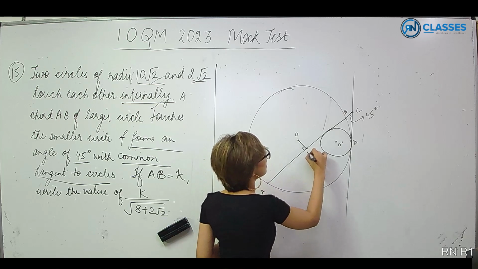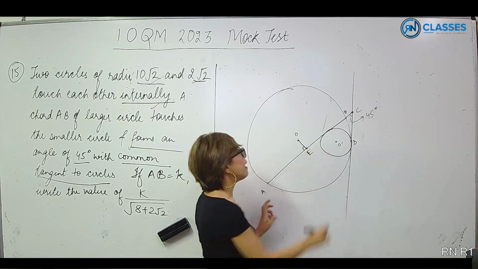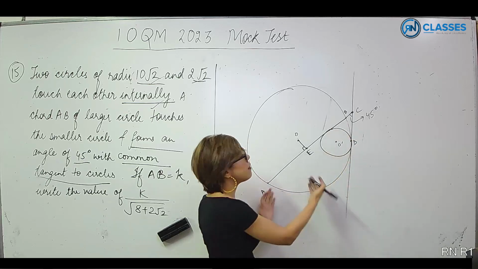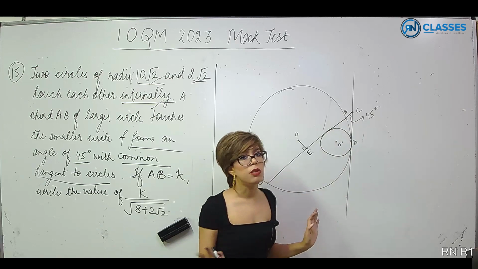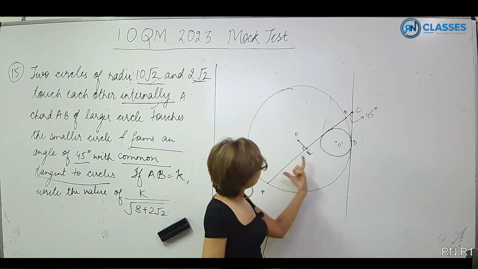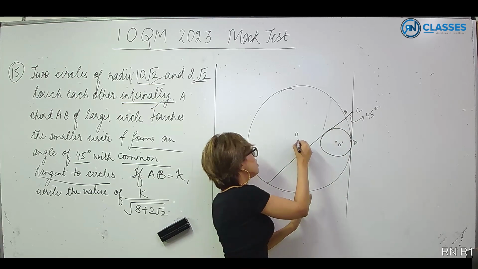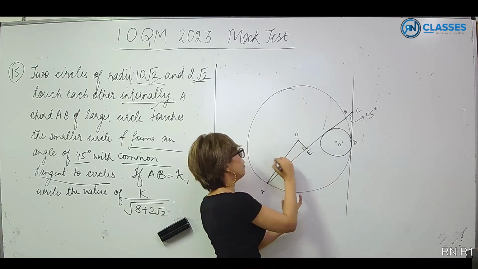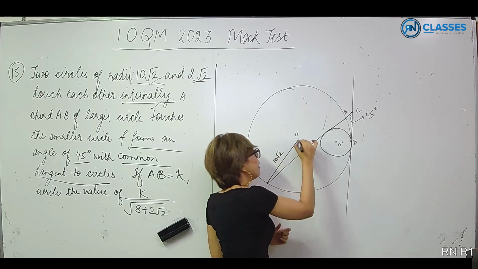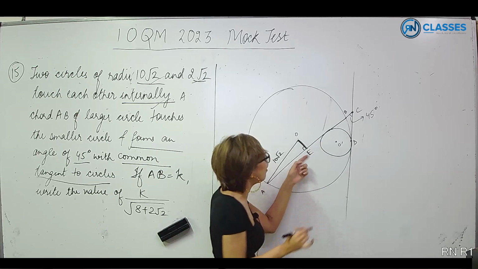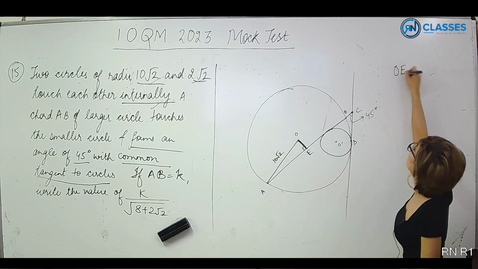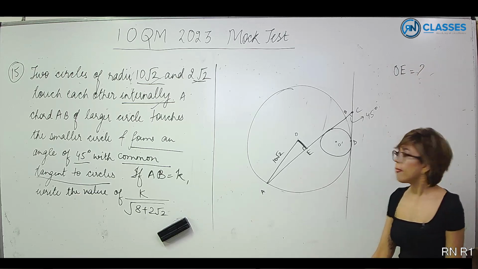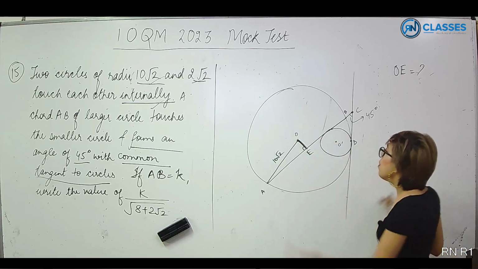So let me call this E. If I want to find AB, instead of that, I'll just find out either AE or EB, whatever is available to us. Right? If I want to find AE, all I need to do is find out this length. I already know this, which is 10 root 2. I need to find out this length, the distance of the chord from the center. So my aim in this question is to find out the length OE. Right? Okay.